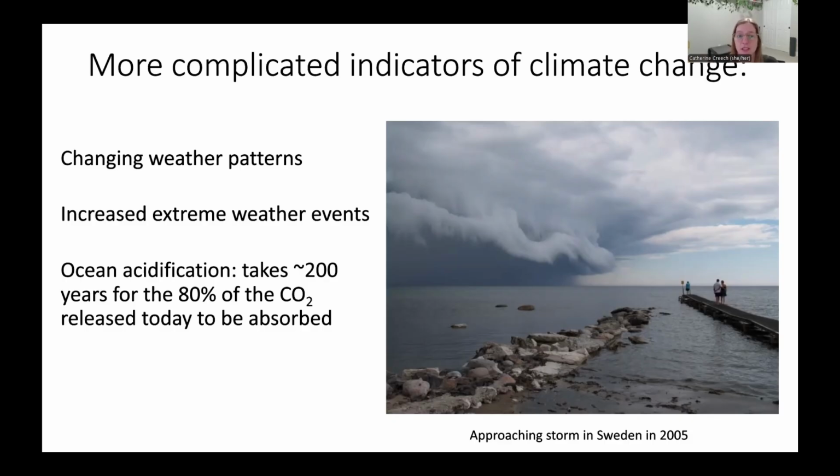We also are going to see ocean acidification. I'm adding this to the more complicated indicators because it takes about 200 years for 80% of the carbon dioxide that we release today to be absorbed. So whatever we're doing right now, we're not even going to see the overall effect for 200 years from now. And that doesn't mean we shouldn't try to make changes now. It just means that our predictions are based on an unknown outcome.